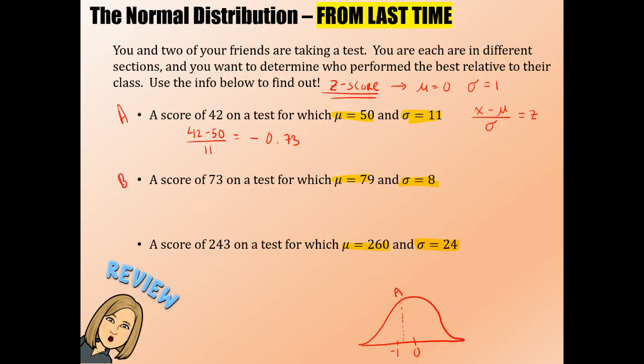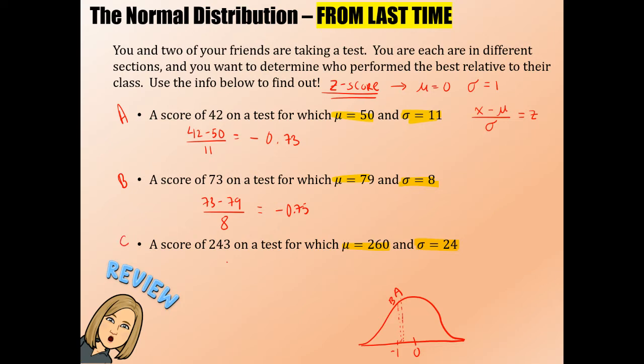Okay, let's see what's going on with student B. They got a 73 when the mean, or the average, was a 79. So they're still below, and the standard deviation was 8. So 73 minus 79, the difference between what they scored and the mean, divided by the standard deviation, gives me negative 0.75. So relative to their class, they didn't perform as well as student A. It's close. So it gets a little bit closer here. This is student B.